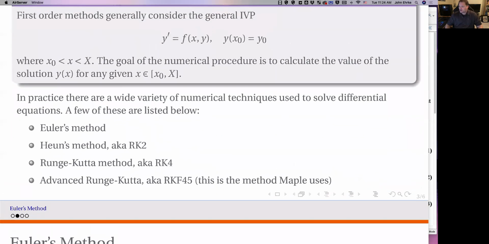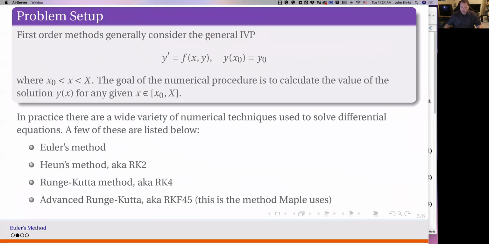Now there are, in practice, many different methods. We are going to talk about Euler's method today. But I'm also going to try to talk about some of these others along the way, but simply how Maple views things. I do want to talk about something called order. So it turns out that Euler's method is what we call a first order method.